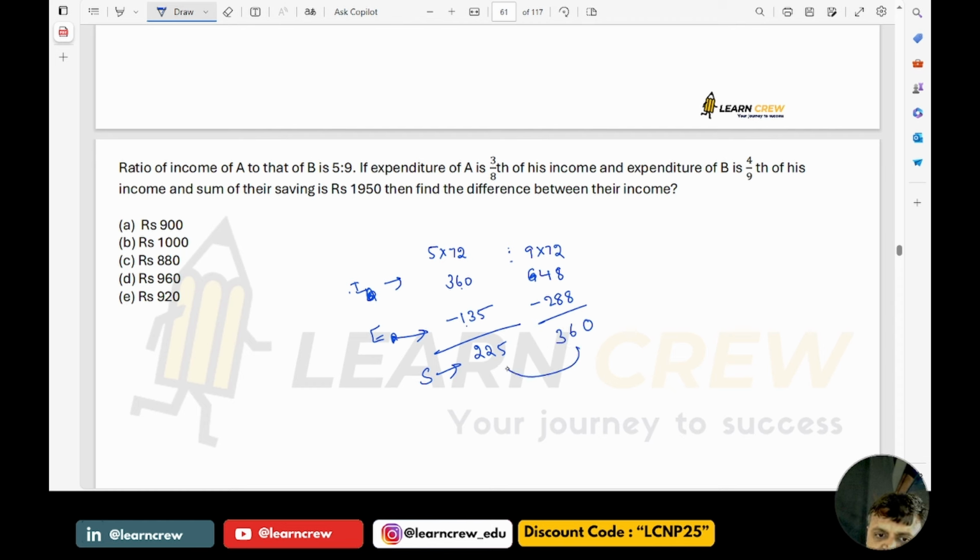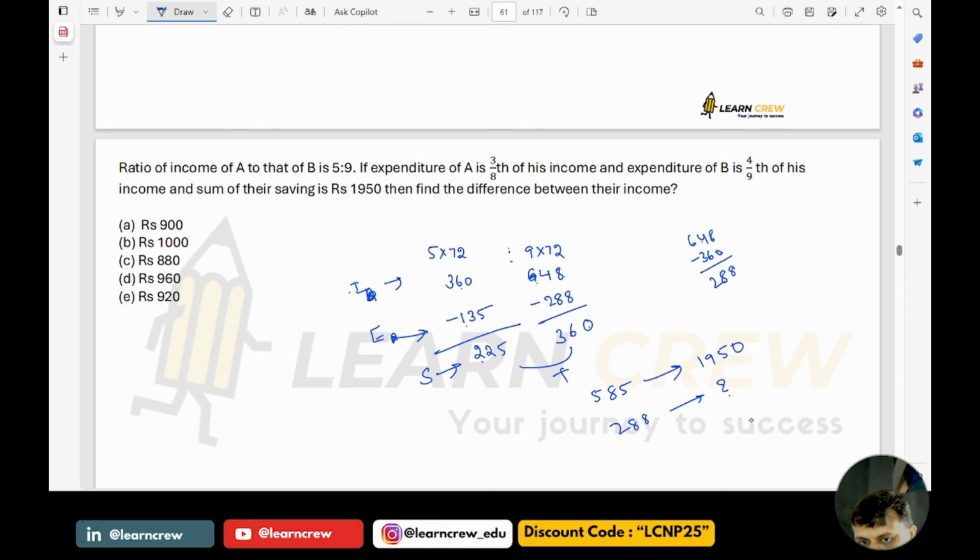360. The sum of their savings is given as 1950. Sum of their savings here, how much we got? 360 plus 225, sum of these two is 585. This 585 is given as 1950. Then difference of their income. Difference of their income is how much? 648 minus 360 is nothing but 288.